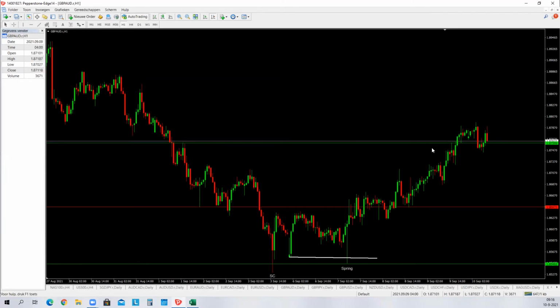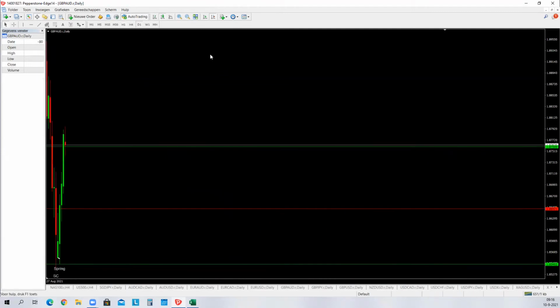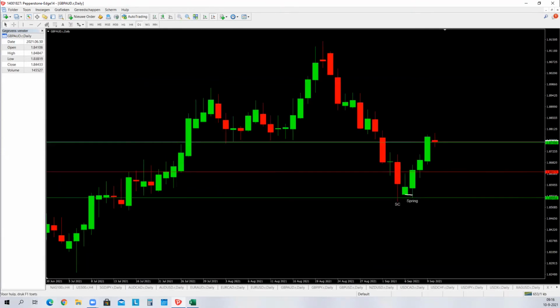Target, upper green line, again, fully mechanical. But what's also interesting about this target is that if you look at the daily time frame, it's a clean level. So many touches in this area. You got 3 here, and another one here. So it's a clean level.